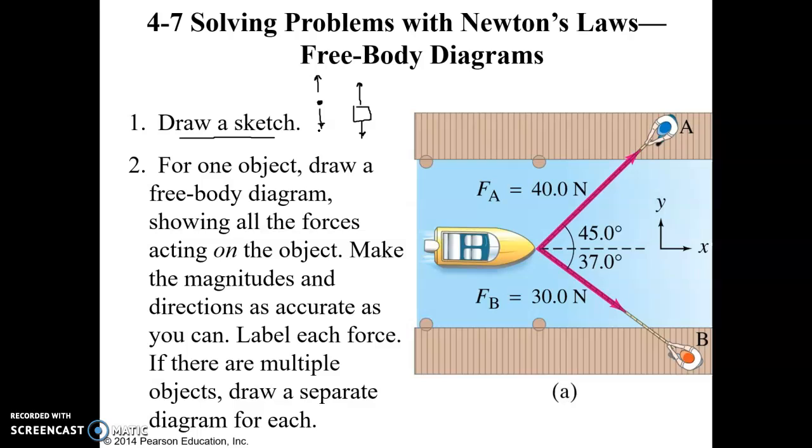The forces are primarily what we're interested in. And they don't necessarily have to be to scale or at the right angle, but the more accurate you can make them, the more it helps you to visualize what's going on.